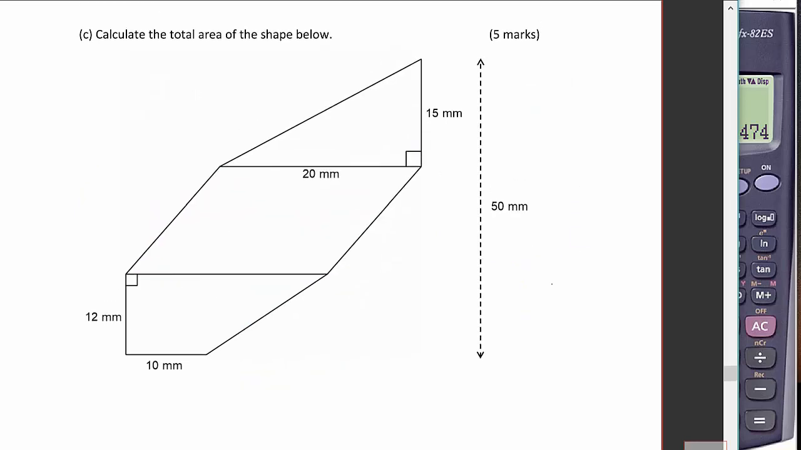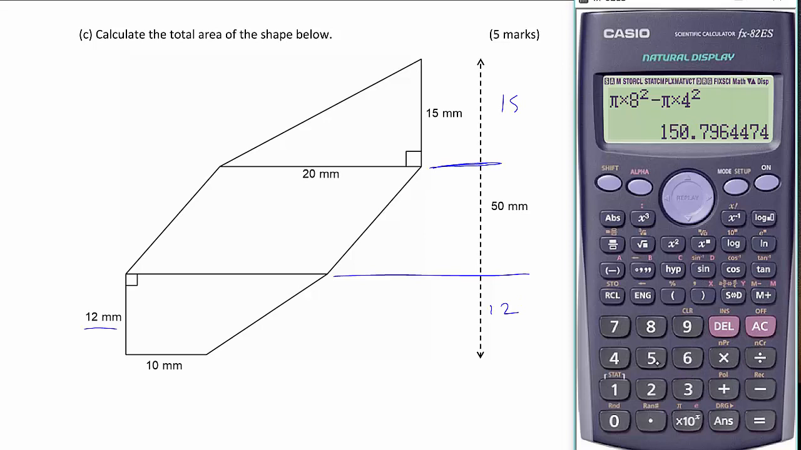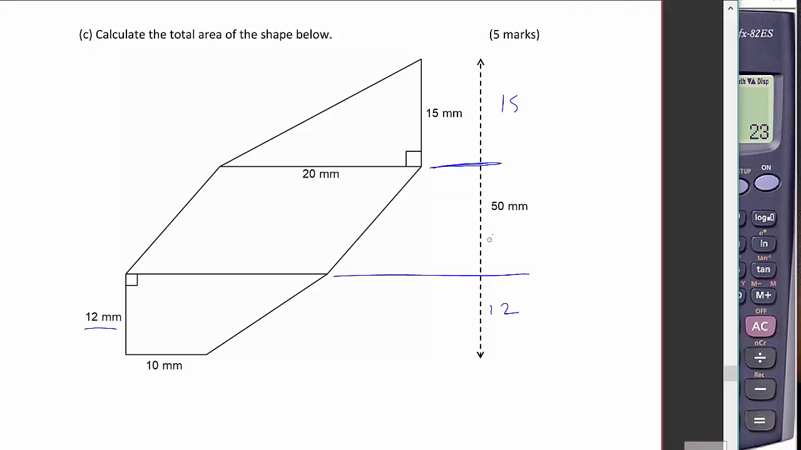Calculate the total area of the shape below. We can see this overall is 50 millimetres. So there's 15 there. And because of this 12 here, there's 12 here. So there's 15 and 12. So we'll do 50, take away 15 and 12 is 27, leaving us 23 as the height here.